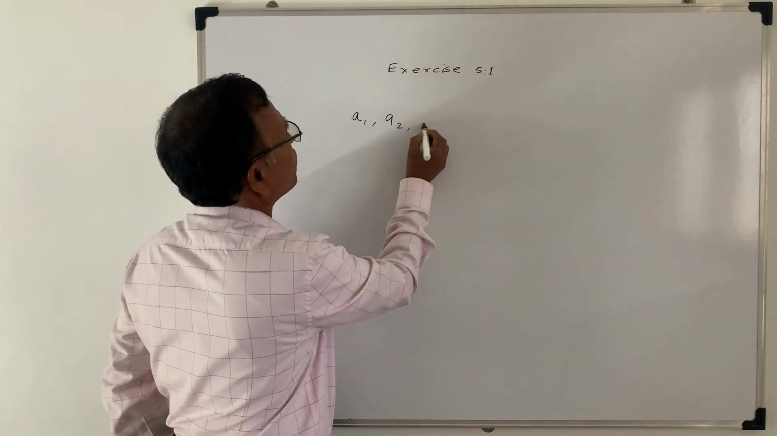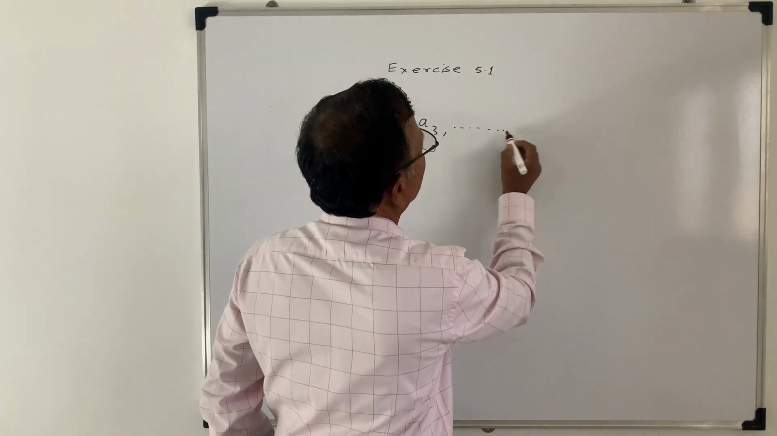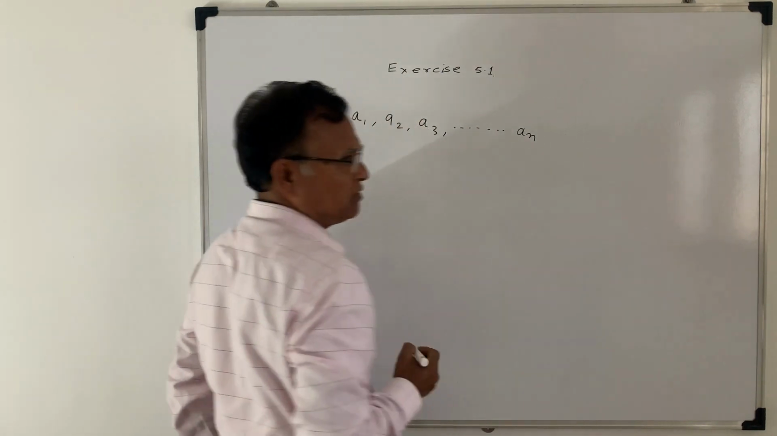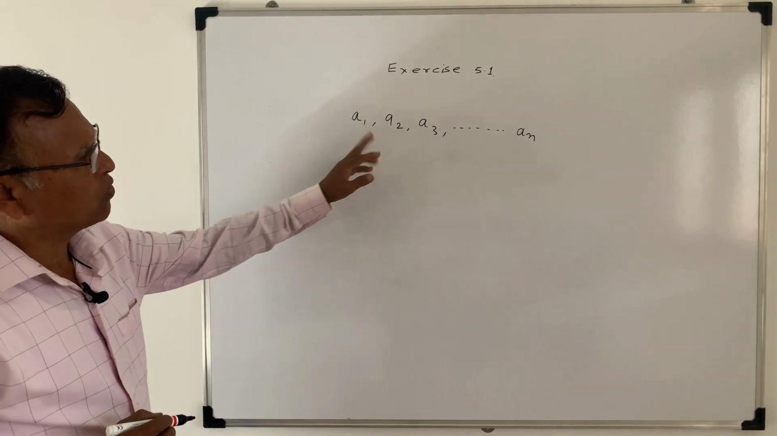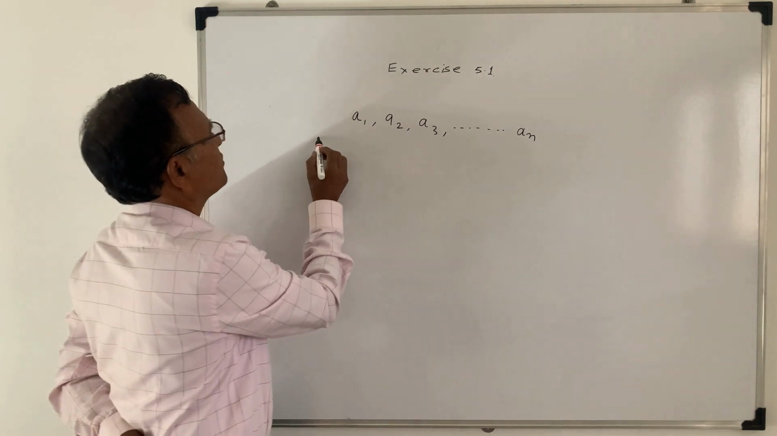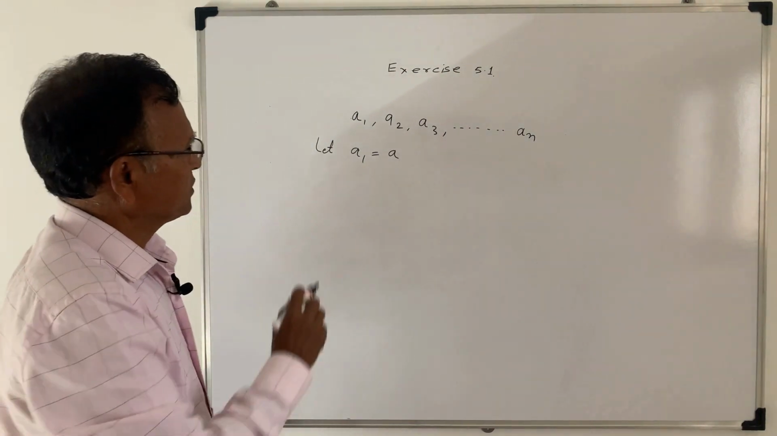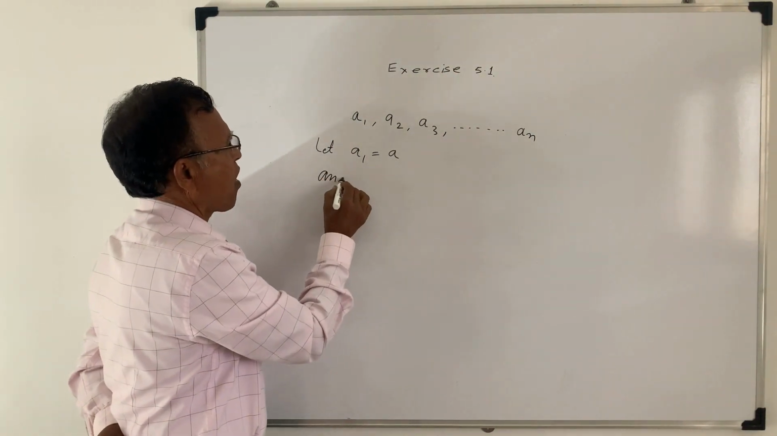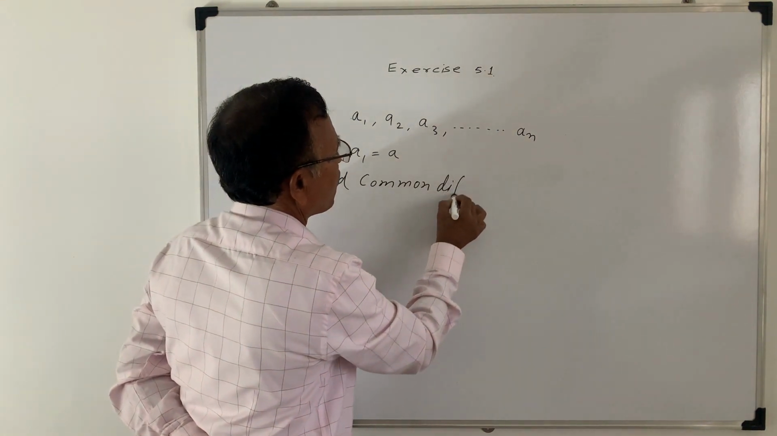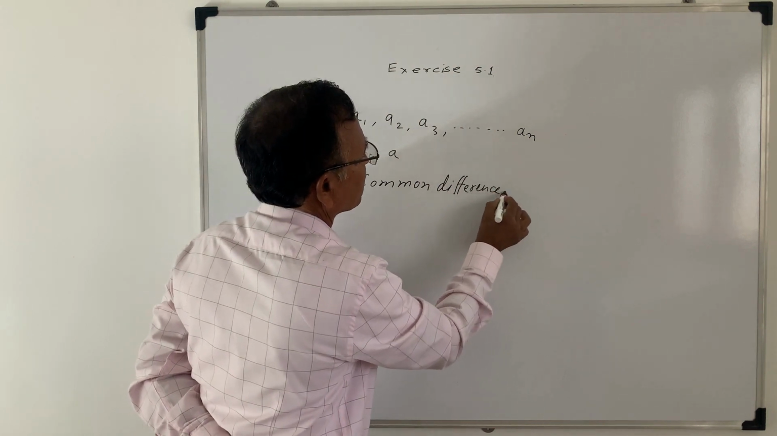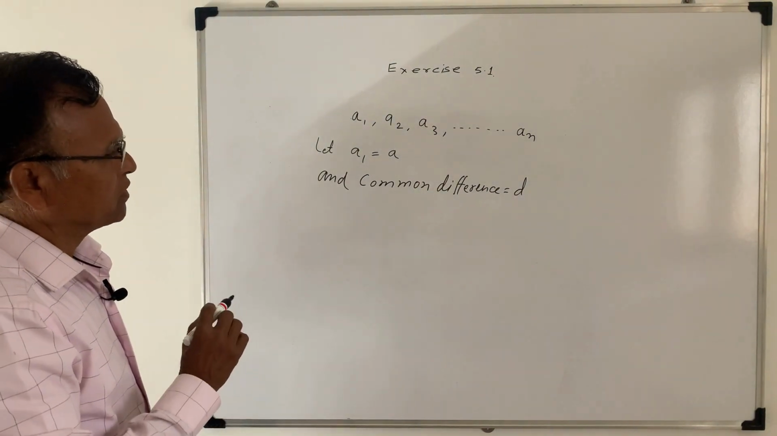a1, a2, a3, suppose these are the terms of the arithmetic progression, and last term is an. Okay, so suppose let a1 is equal to a, first term is equal to a, and common difference is D.